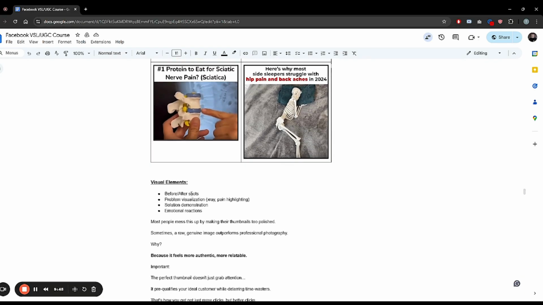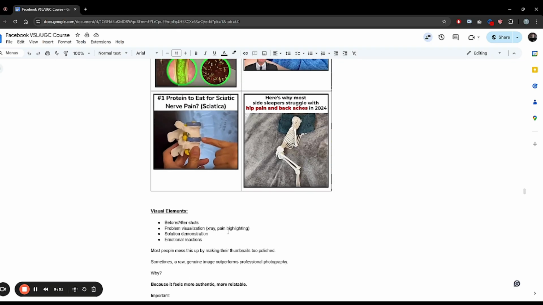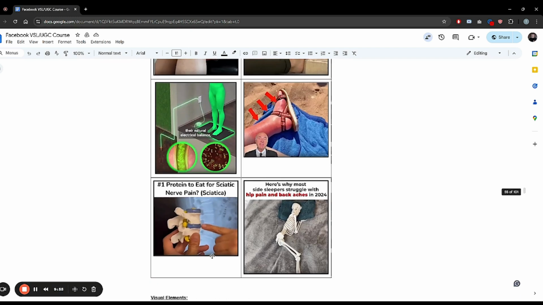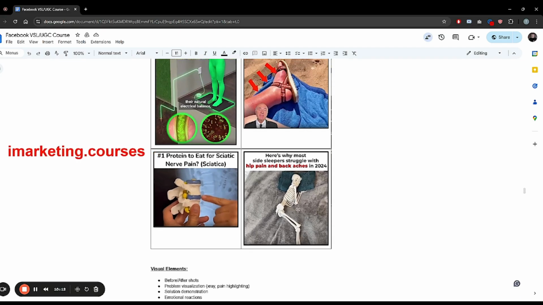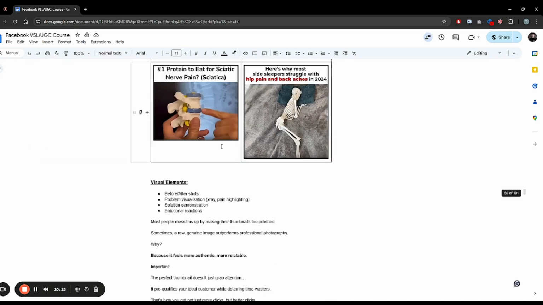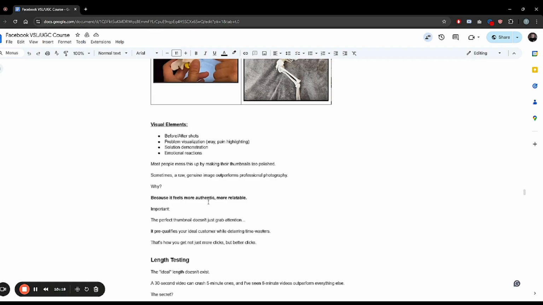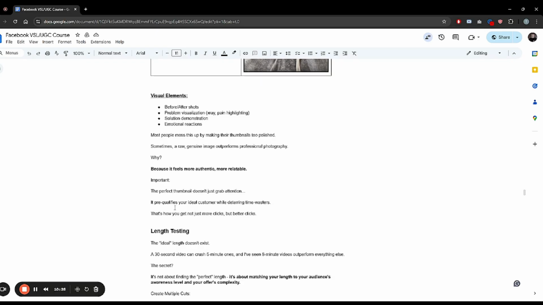And now the visual elements to test are before-after shots, problem visualizations, X-ray or pain highlighting, like here, highlight the pain, and X-ray here, and animation here, solution demonstration, and emotional reactions. So most people mess this up by making their thumbnails too polished, and sometimes a raw, genuine image outperforms professional photography. For example, here it's just a regular image, or these two. And the reason is because it feels more authentic, more relatable. And what else is important is the perfect thumbnail doesn't just grab attention, it pre-qualifies your ideal customer while deterring time wasters. That's how you get not just more clicks, but better clicks.